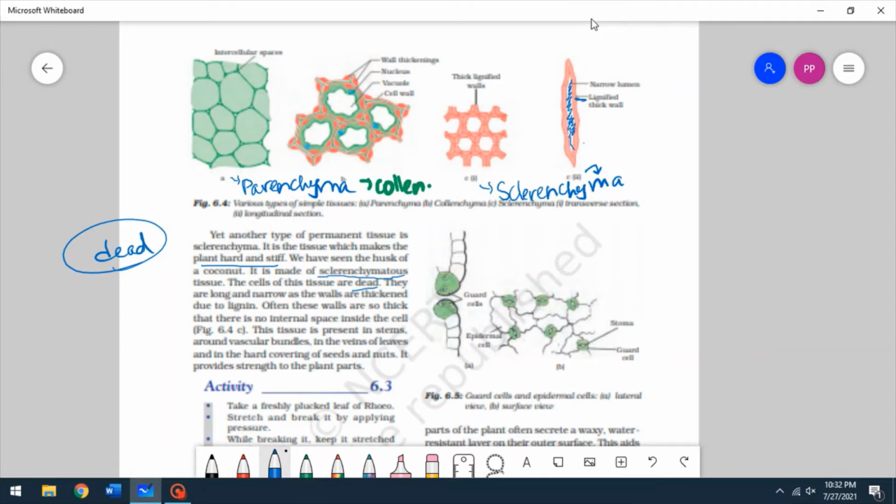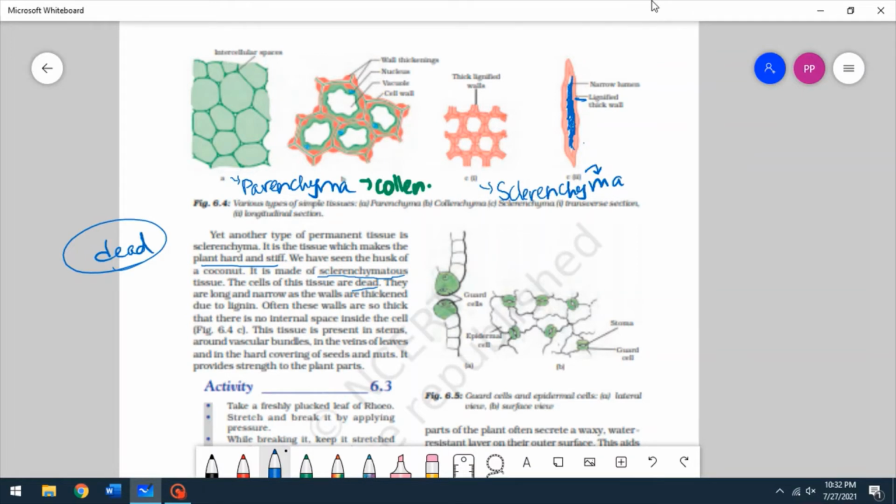So these walls are often so thick that there is no internal space inside the cell. Sometimes these walls are so thick that there isn't any space for the blue shaded region to be present, right? That's what happens in most plants because they have very thick walls. This is to support the plant and give it the stiffness or the hardness. That's why it's good if the Sclerenchyma has very thick walls.